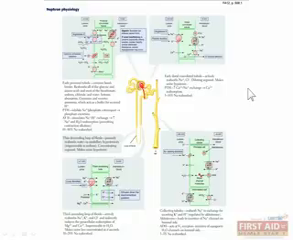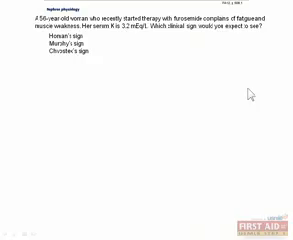Ready? A 56-year-old woman who recently started therapy with furosemide complains of fatigue and muscle weakness. Her serum potassium is 3.2. Which clinical sign would you expect to see? Homan sign, Murphy's sign, or Chvostek's sign? This is a tough one.